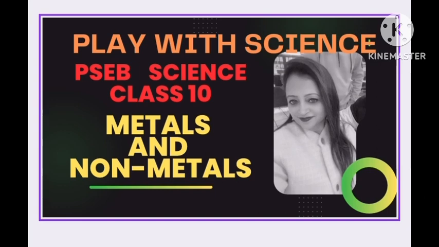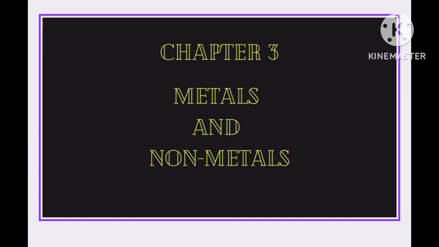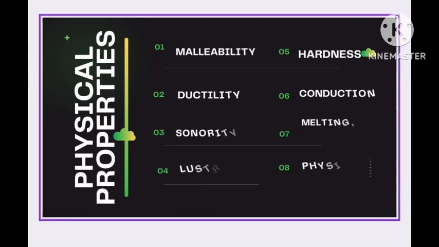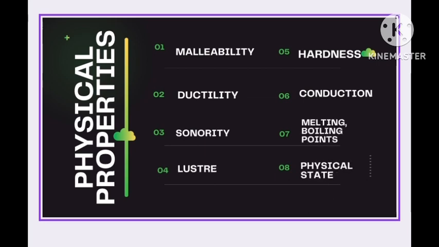ਪੰਜਾਬ ਸੈਕੰਡਰੀ ਐਜੂਕੇਸ਼ਨ ਬੋਰਡ ਦਾ ਸਾਇੰਸ ਦਾ ਕਲਾਸ 10th ਦਾ ਲੈਸਨ ਨੰਬਰ 3 that is metals and non-metals. So let's get started. First of all, to identify whether a given element is a metal or non-metal, we need to classify their physical properties.